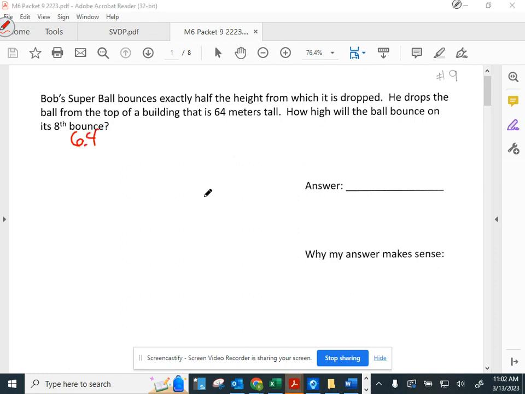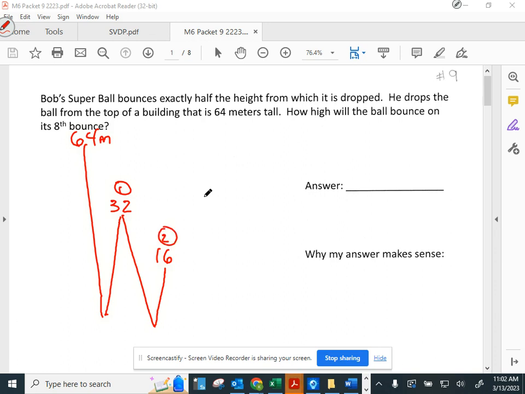So it's starting at 64 meters high. This is not its first bounce. That's where it's starting. So its first bounce, it bounces halfway up. What is halfway of 64? 32. So this is bounce number 1, is 32. Then it comes down and it bounces halfway up. What is halfway? 16. Thank you, Aiden. So that is our second bounce.